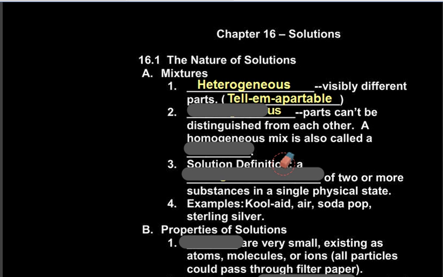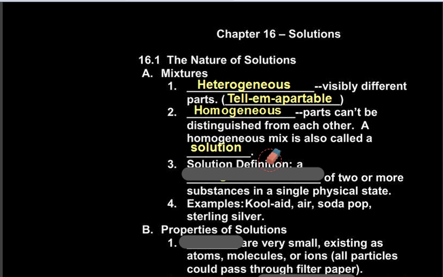So, for example, if you take a clump of dirt and you mix it up with water and shake it up really well, you can still see the particles of dirt and little shiny pieces and stuff like that, aside from the water that it's all mixed in. Then there's the other kind, which is the homogeneous. In a homogeneous solution, the parts can't be distinguished from each other. A homogeneous mix is also called a solution.